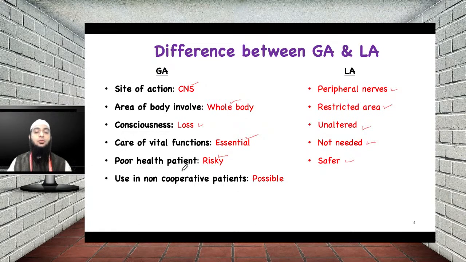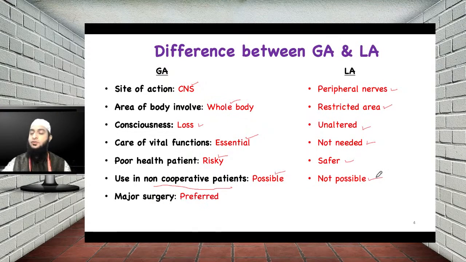Next parameter is use in non-cooperative patients. There are some patients who are very non-cooperative. So you can use general anesthetics; such patients can be made unconscious through loss of consciousness, right? And you can perform the surgery. But in case of local anesthetics, the problem is that you cannot perform the surgery by simply using local anesthetics because these patients are non-cooperative. So in non-cooperative patients general anesthetics are required, whereas with local anesthetics it is very difficult to perform even a minor procedure. So this is the next parameter.